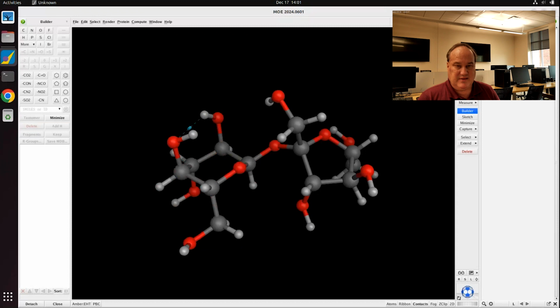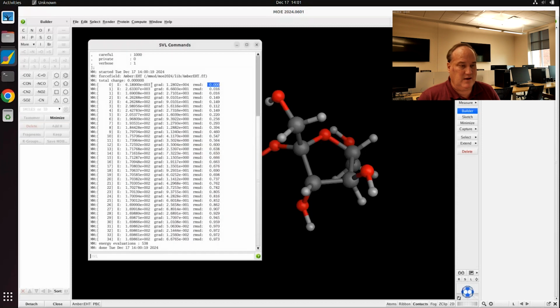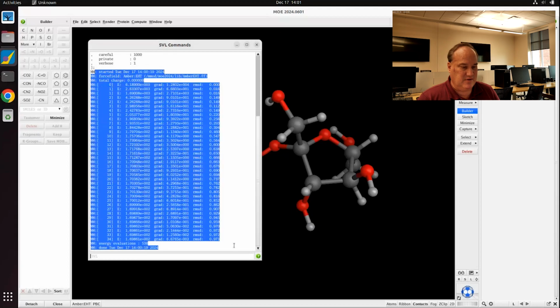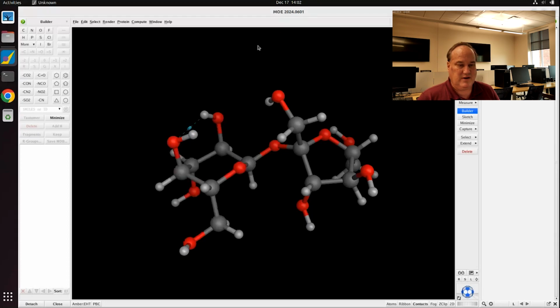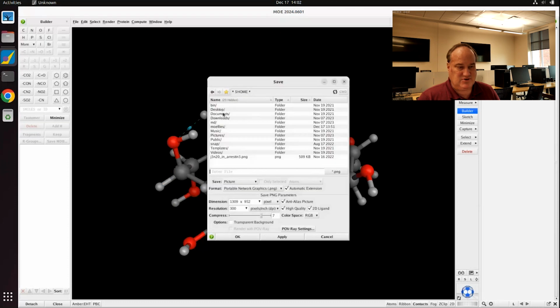So that's useful. Now the nice thing about this SVL window here, if you're a good scientist and you record a laboratory manual, you can simply cut and paste this. If you're using like a Jupyter notebook, for example, you can cut and paste this in. And so MOE makes it fairly easy to store your notes, right? So that's always good. You can also take a screen capture, and you can just save the picture. We can just call this Sucrose. Whoops. It'll automatically put a .png in for us.